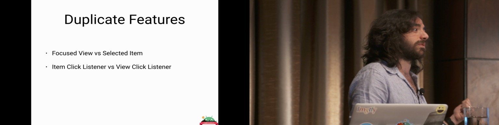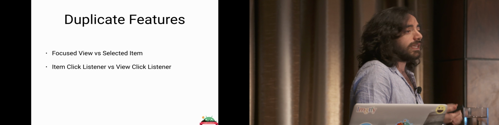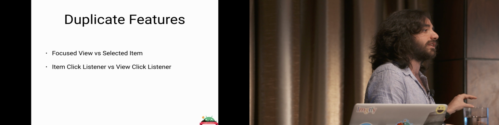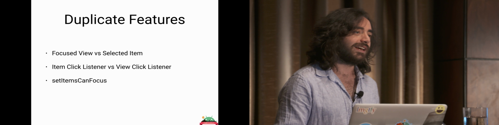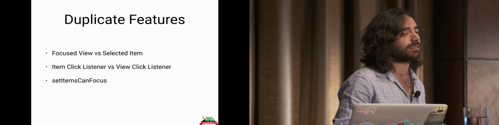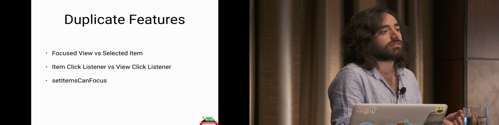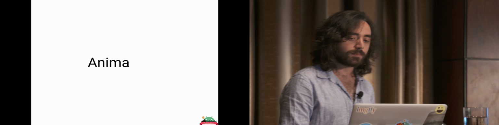Or another good example is the click listener. ListView had this item click listener, but actually, the view also has a click listener. What's the difference between adding an item click listener versus adding a click listener on your items? Another thing is items can focus. ListView has this method. The view has a focusable property. If they can focus, I will set it. Otherwise, I will not set it. You don't need this kind of methods.